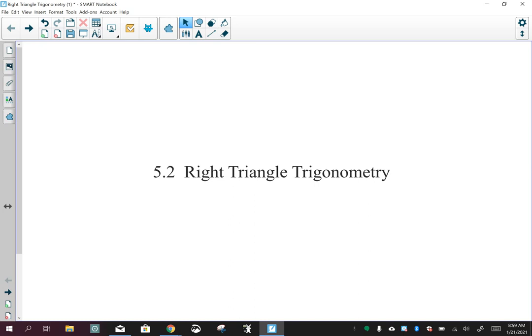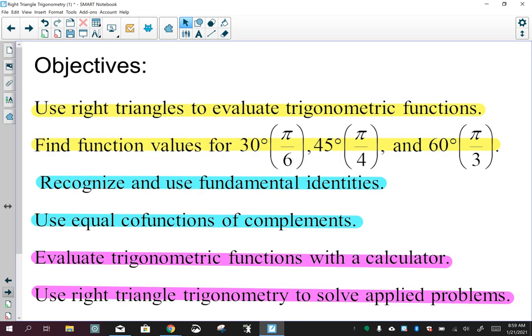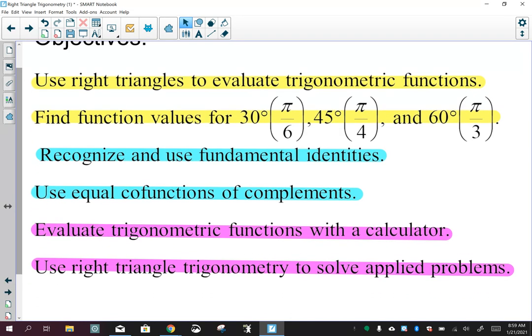Hello, everybody. All right, so we are moving on to right triangle trigonometry. So this is what we're going to focus on here. We're going to use right triangles to find function values for the 30, 45, and 60 degrees. We're going to recognize a few fundamental identities and look at co-functions of complements. And then we're going to evaluate trig functions with a calculator and use right triangle trig to solve problems.